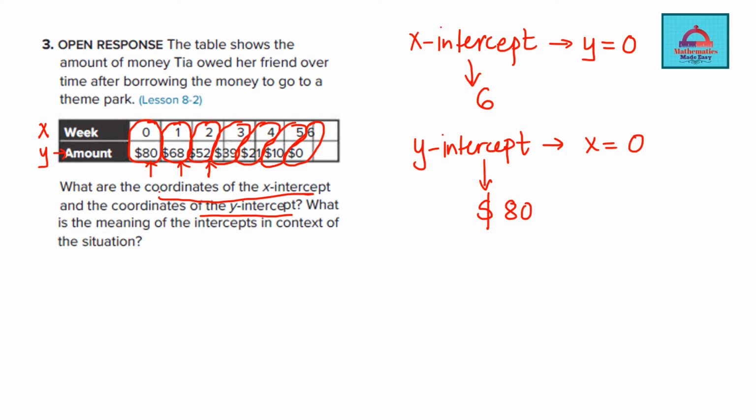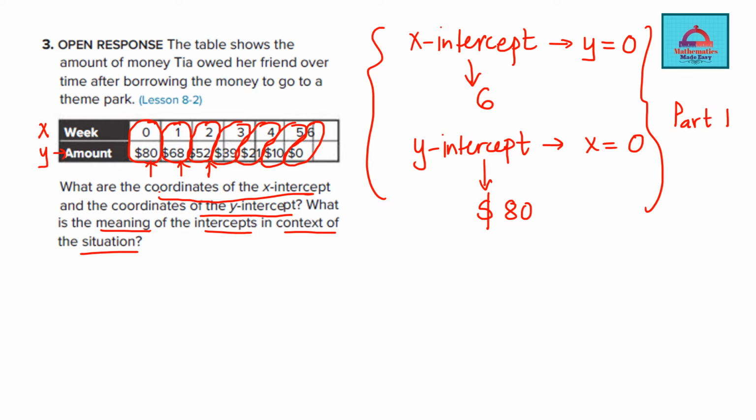Now the second part is asking what is the meaning of the intercepts in the context of this situation. So let's now interpret. Everything we have done till now is part 1 of the problem. Now we are heading to part 2 where we have to interpret, writing the meaning of the intercepts in the context of this word problem.